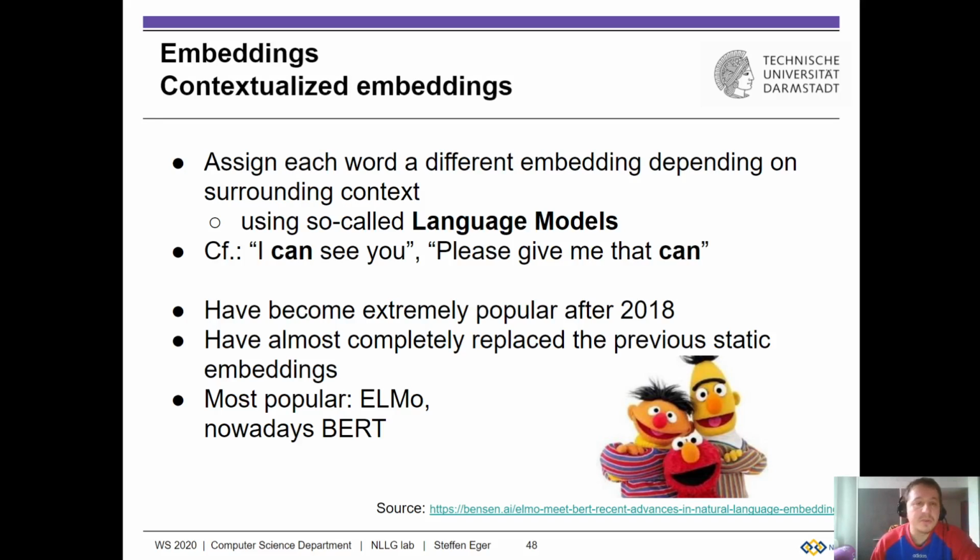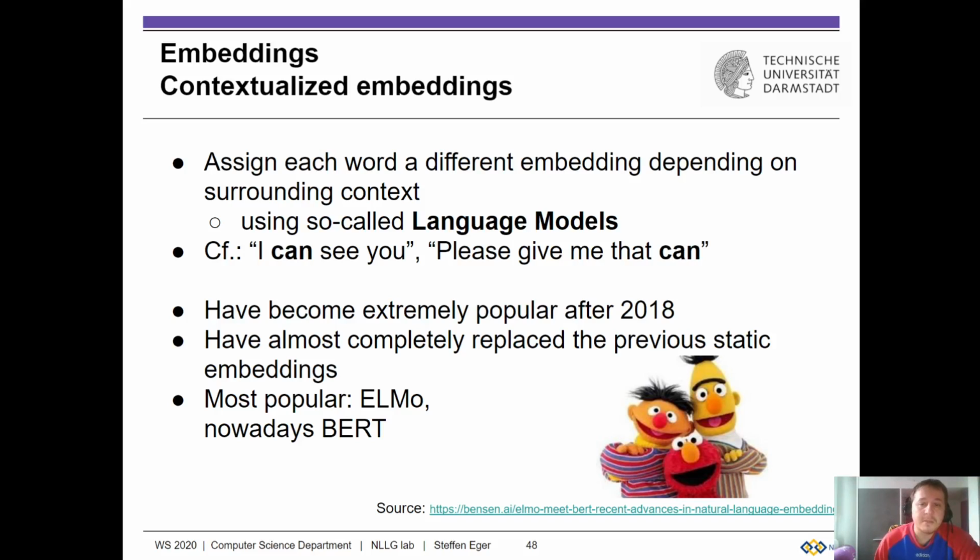The other very important extension of those embeddings are contextualized embeddings. And these are very plausible. So once those contextualized embeddings are there, you would actually wonder how people ever came up with those initial embeddings, which we nowadays would call static embeddings.